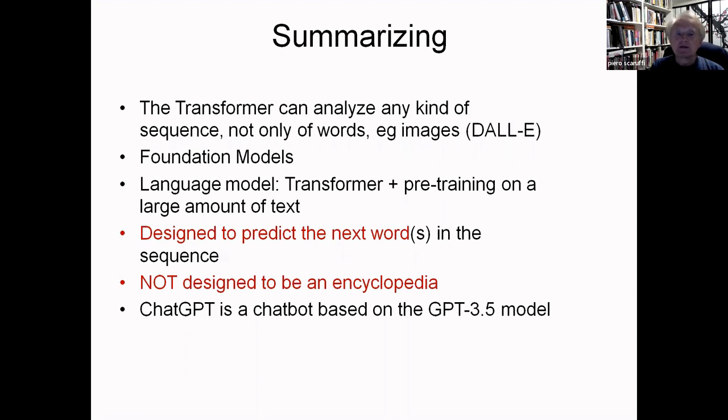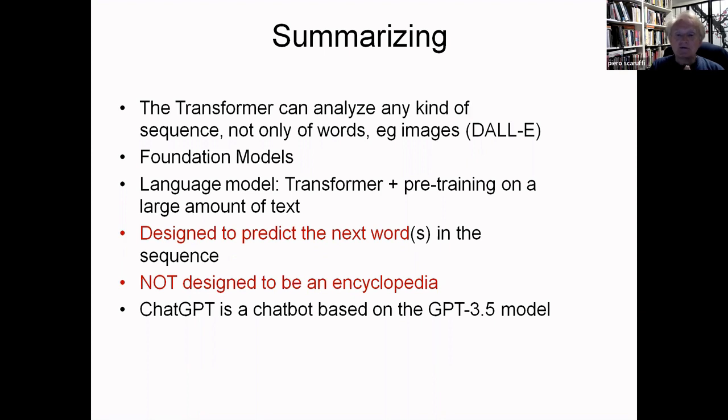A language model is a particular case of foundation model in which the training is about a large amount of text. I repeat what I said a few times. It is designed to predict the next word in the sequence. It is not designed to be an encyclopedia.